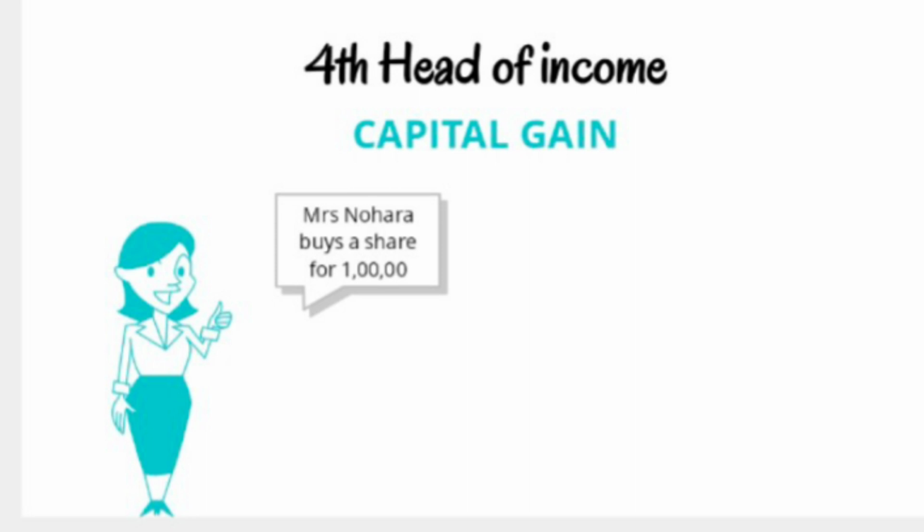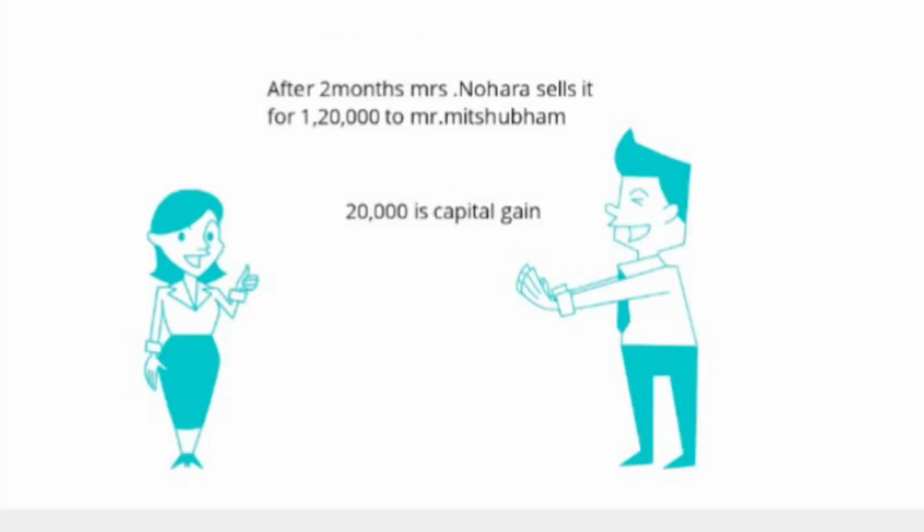Mrs. Nohara has bought a share for 1 lakh, and after 2 months she sells the share for rupees 1,20,000. So she bought it for 1 lakh, but now she sold it for 1,20,000. So 20,000 is her profit. That 20,000 profit is called the capital gain.